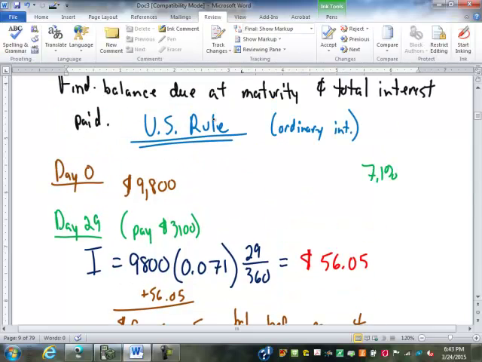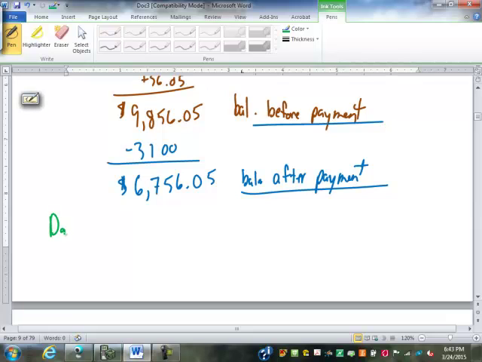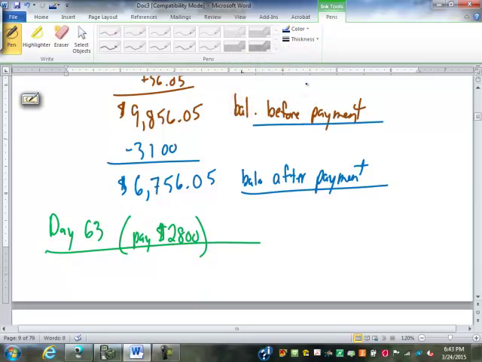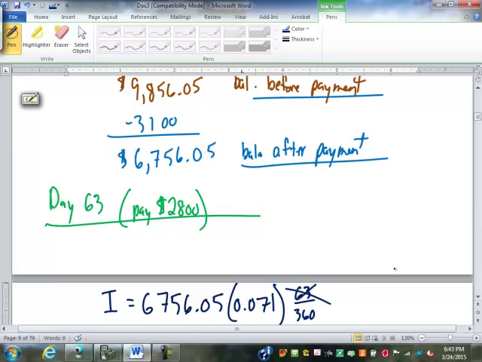Now the next action on this loan is on day 63. Good. $2,800 payment. Now it is tempting to jump in and do interest equals, the principal is $6,756.05 now. 7.1% is 0.071. And it's really tempting to do 63 over 360. But that's wrong. Why? Why do we have to do that?